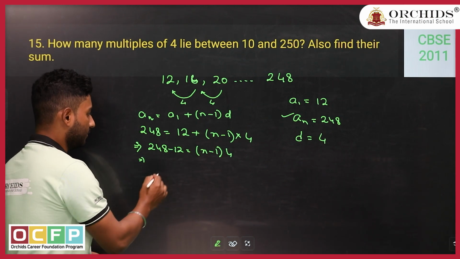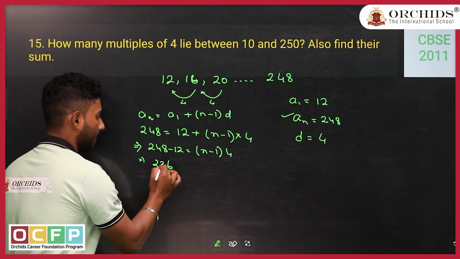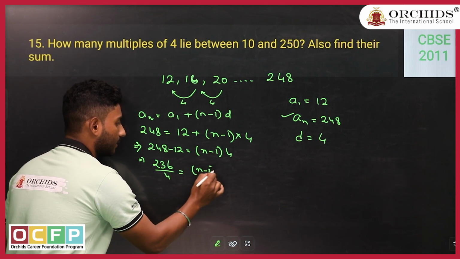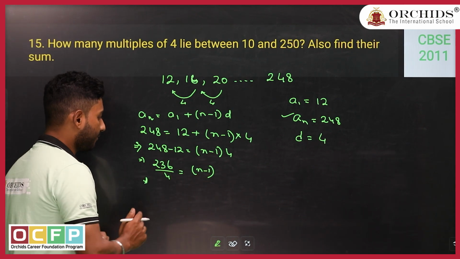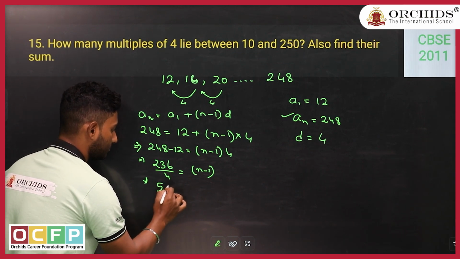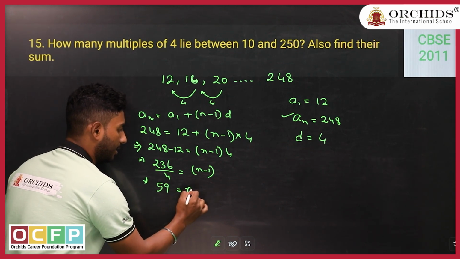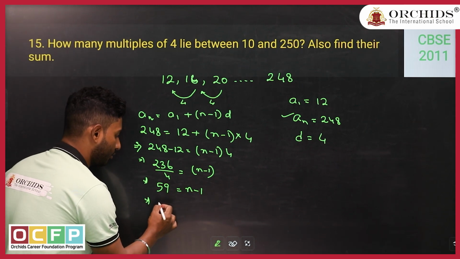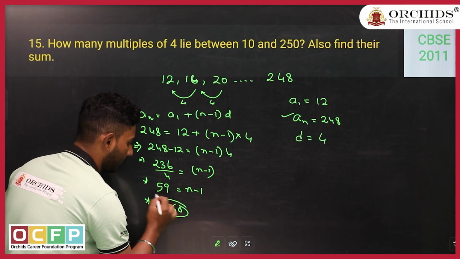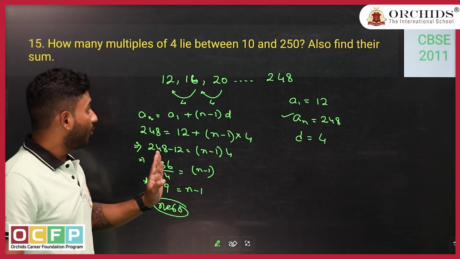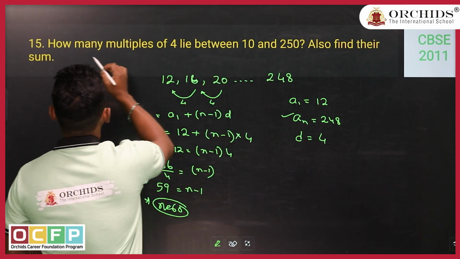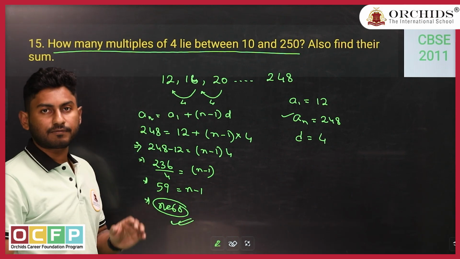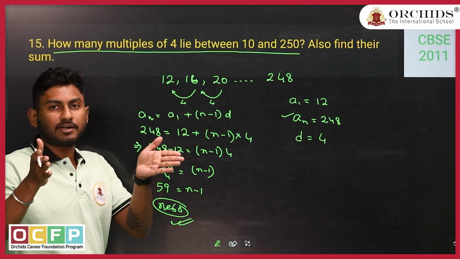What is 248 minus 12? 236. 4 comes this side, it will get divided. So what is 236 by 4? 59. n minus 1, you bring 1 to the other side, it will become plus 1. So n will be nothing but 60. So we have got the n value as 60. One of the questions is done. There are 60 multiples of 4 which lie between 10 and 250.